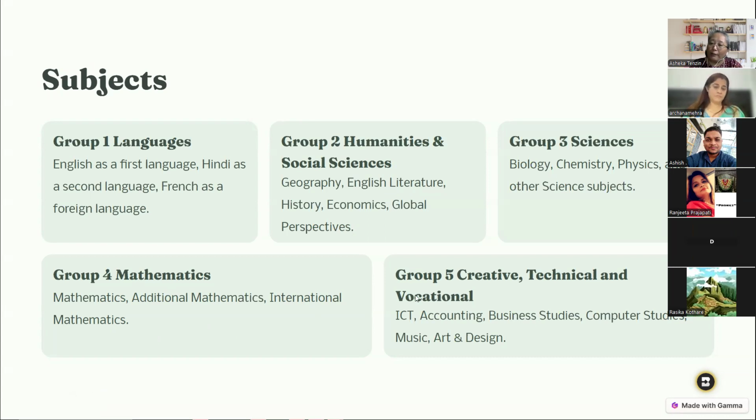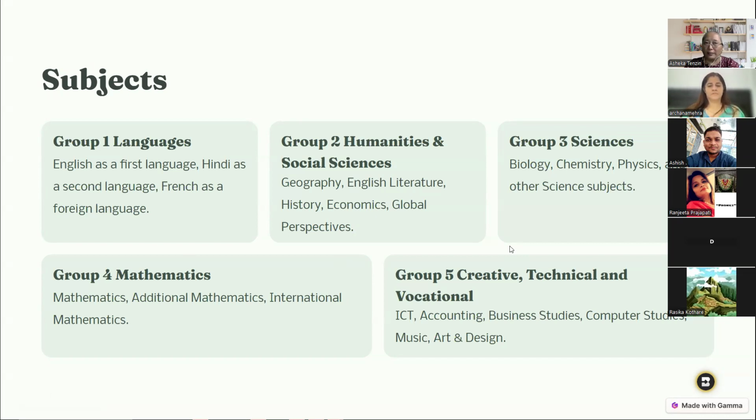Then in group 5, you have the creative, technical, and vocational subjects, which include ICT, accounting, business studies, computer studies, music, art, and design. So these are all in group 5. Now, in the IGCSE, in addition to studying these subjects and getting a certificate for the IGCSE, you can also get a separate ICE certificate. The ICE certificate is given to those students who study 7 or more than 7 subjects.